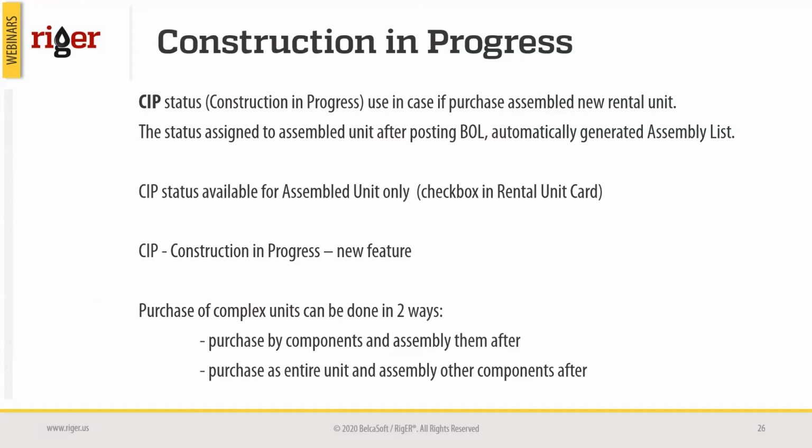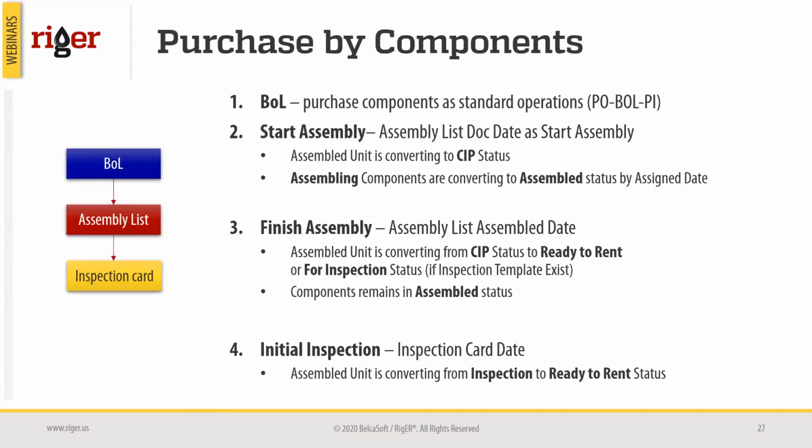This happens when we are trying to build the rental units by ourselves, or purchase a complex unit with several components. When we do that, we have two different ways. We can purchase by components, or purchase the entire unit. So purchase by components, the entire flow looks like that. We generate a bill of lading and purchase components as a standard operation.